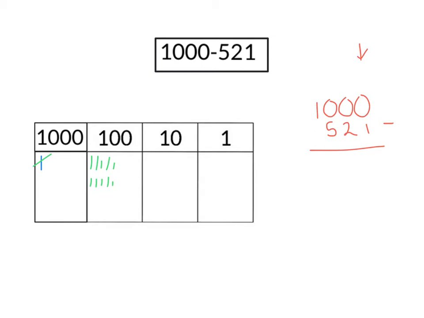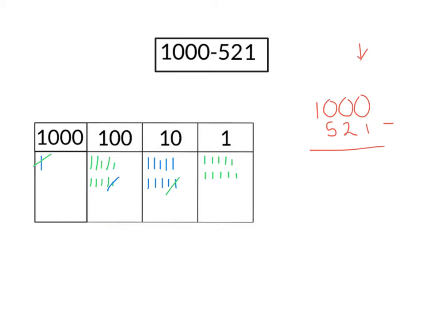But at the same time, I still cannot take away the 20 part from the tens column because there's nothing there to take away. So I'm going to get rid of one of those hundreds and exchange it for 10 tens because 10 tens is 100. And then the same reasoning, I can't take away anything from the ones column because there's nothing there. So I need to exchange one of the tens for 10 ones because there's 10 ones in a 10.